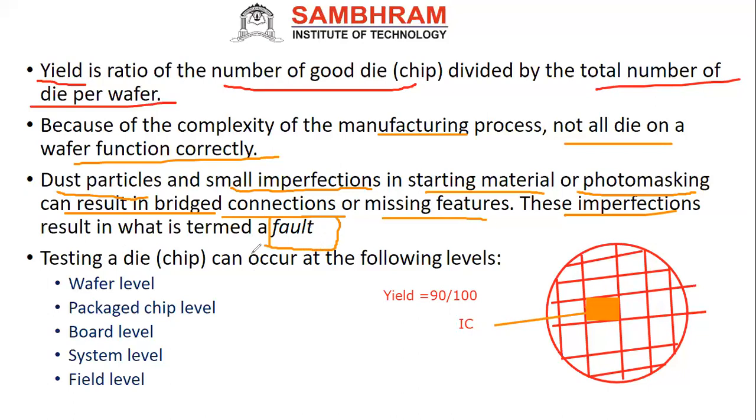Now, testing a chip can occur at the following levels. We can test the chip at different levels, going from the bottom. The first is the wafer level, so we can do the testing at wafer level. Next we go for the packaged chip level, then the board level, then the system level, and finally the field level. These are the different levels at which we can test the IC.